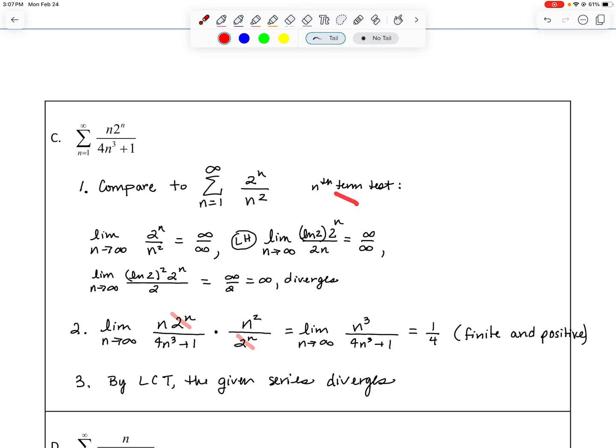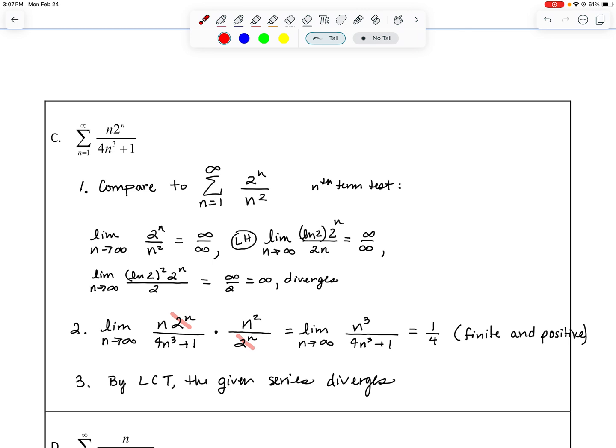I'm going to use the nth term test. I want to see if it diverges. So that's when you take the limit, and as long as you don't get 0, it diverges. And this is a divergence test. This is only for divergence. So as long as I don't get 0, I know it diverges, and I'm good to go.